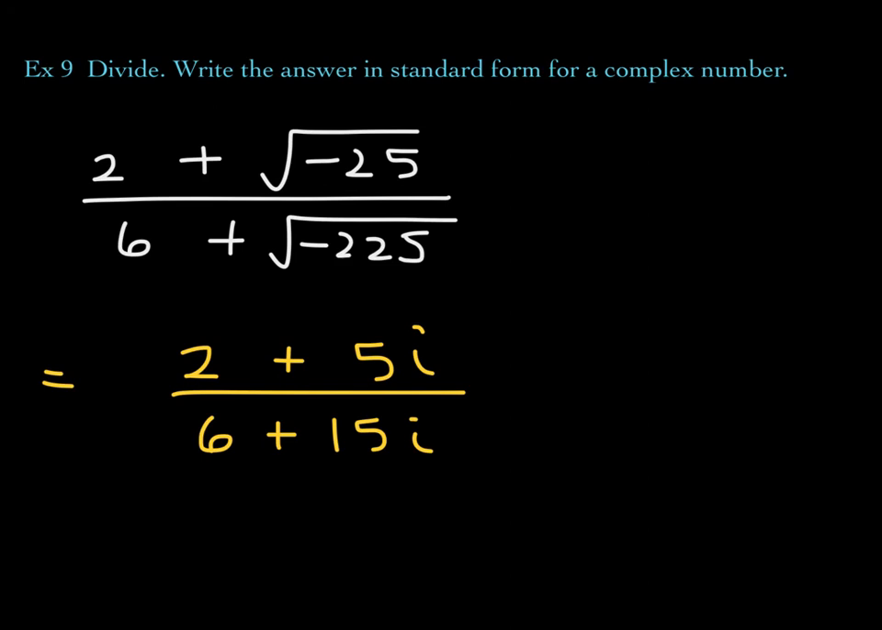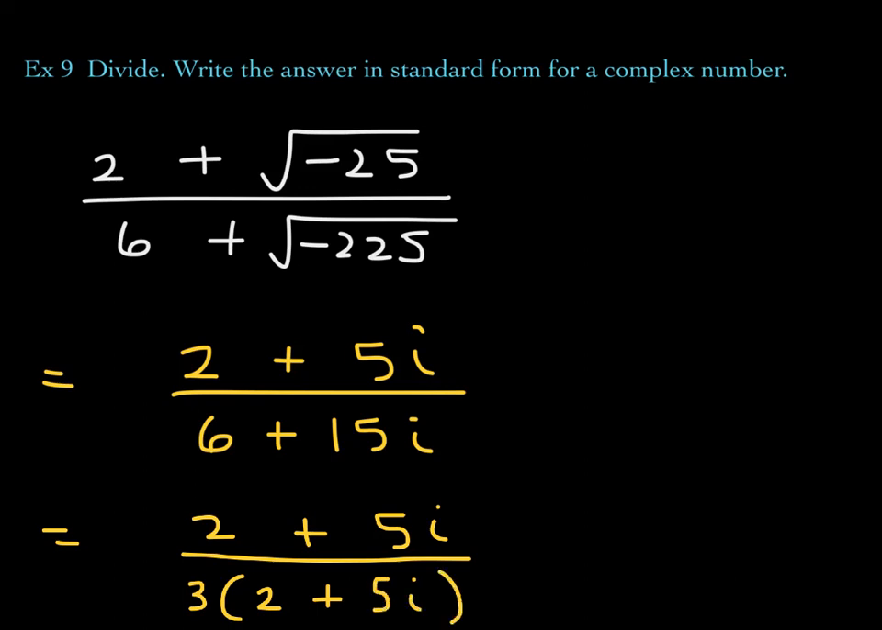Oh, you know what I just realized? Look at the denominator. Can't the denominator be factored? Let's see. The numerator is 2 plus 5i. But what is this denominator? If you factor out, let's see, a 3. I think 3 is a GCF. You end up with what? 2 plus 5i. Oh, look at that, everybody.